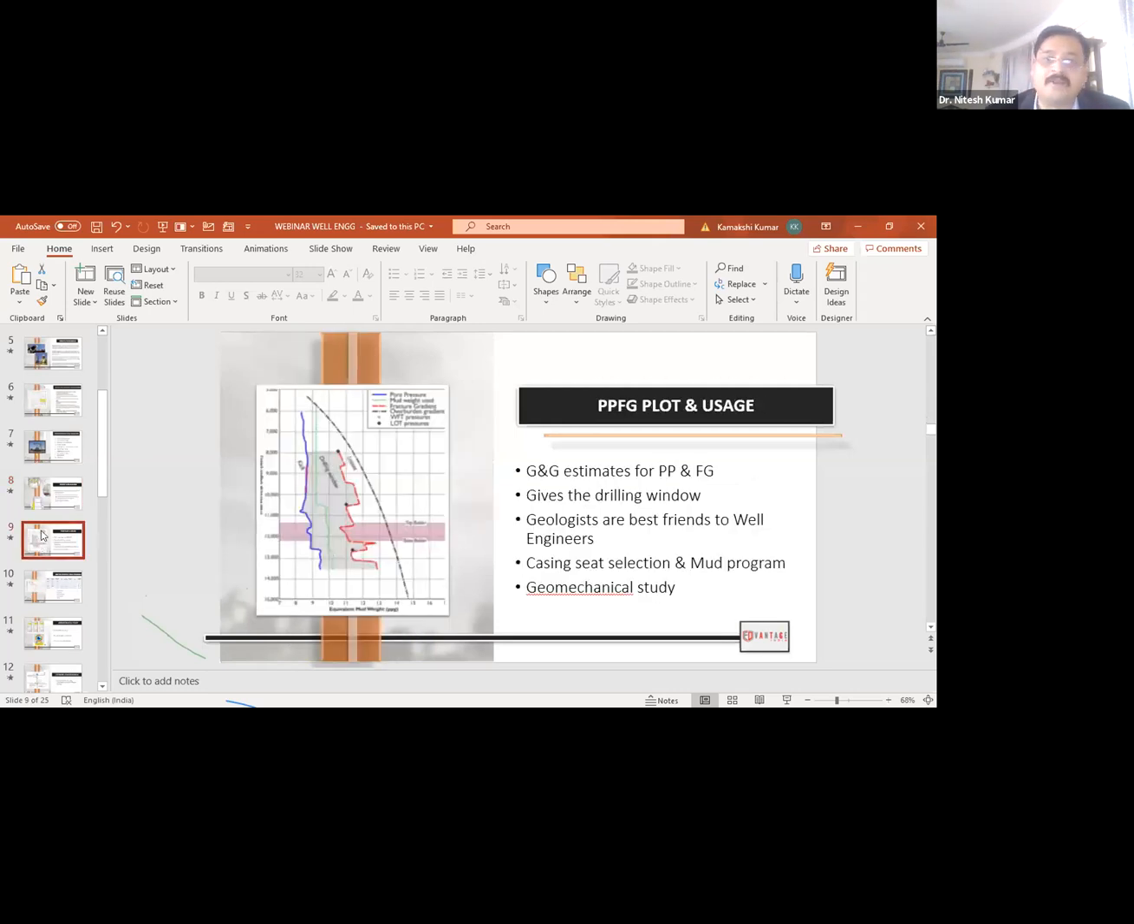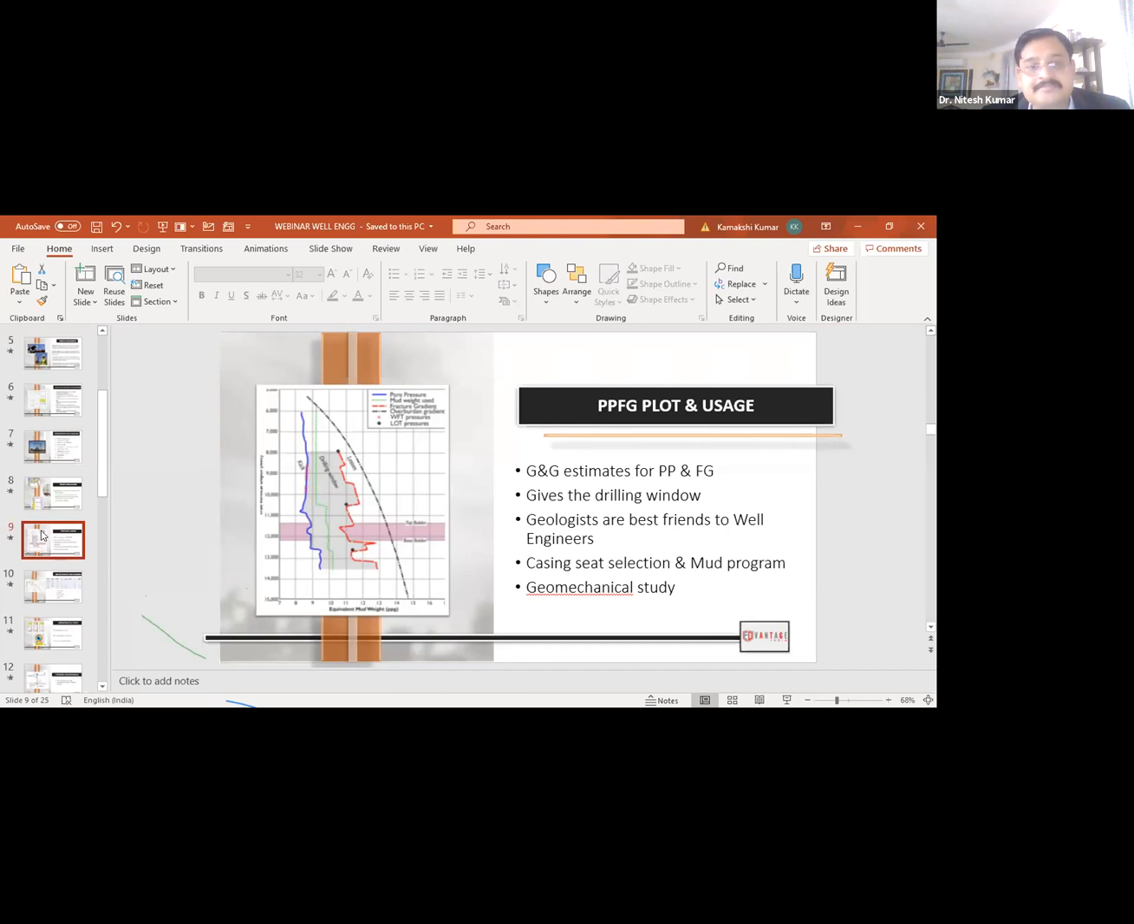Next is the PPFG plot, and what it is, is a window between the pore pressure and the fracture gradient. So what happens if you go below the pore pressure plot? You take a kick, right? And what if you go above the frac gradient plot? You will damage the formation. There would be a fracture, and with that fracture, you will start losing mud. So you want to avoid both the extreme cases.